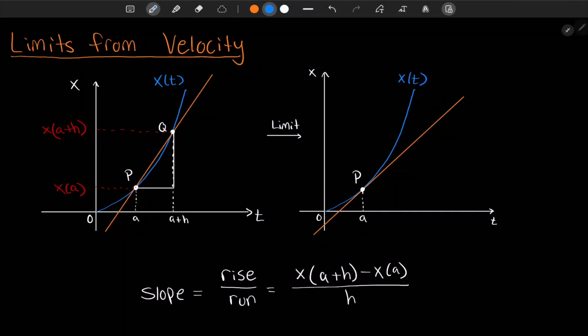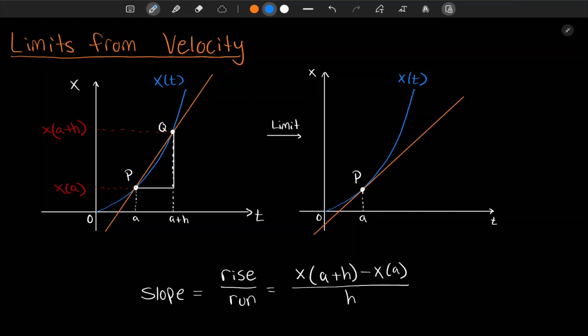Next, let's introduce the topic of limits from the viewpoint of velocities. What we see on the left here is a plot of position as a function of time. So this blue curve here is the position of an object as a function of time. And what we saw above was that if we wanted to compute how fast this object was moving at any given time, we had to find the slope of the tangent line to that plot.